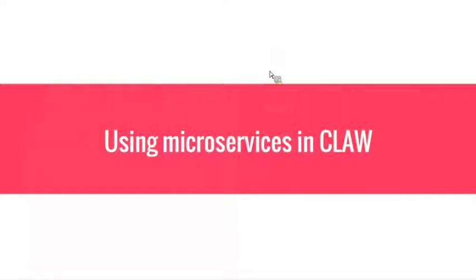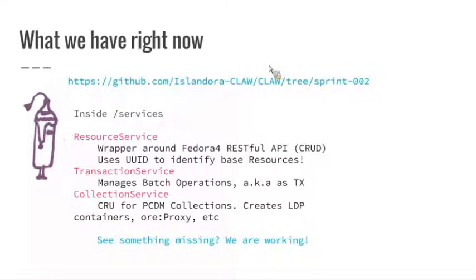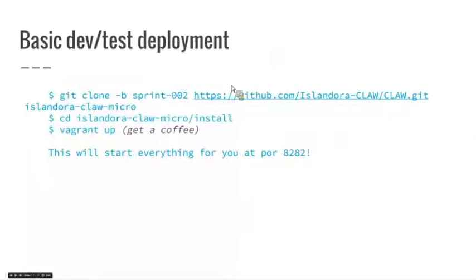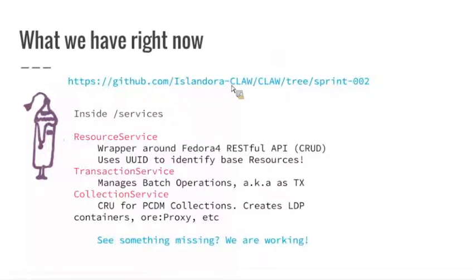Okay, how do we use these microservices in cloud? So basically right now everything lives inside the Sprint 002 branch. And if you go there, you will see there's a service folder. And inside that service folder, there are three other folders, one named resource service, one named transaction service, and one named collection service. Those are the services we already built, refined, and are testing right now.